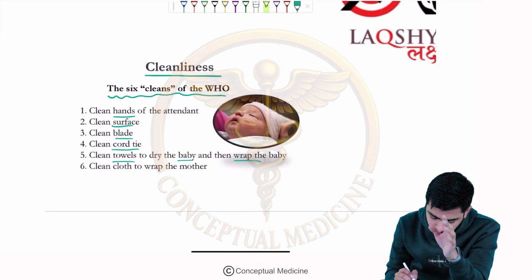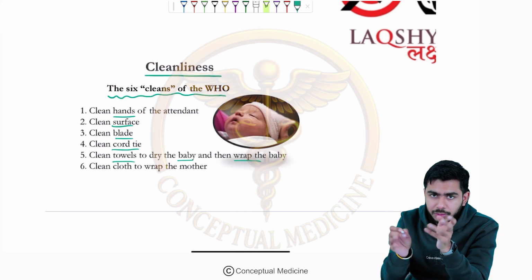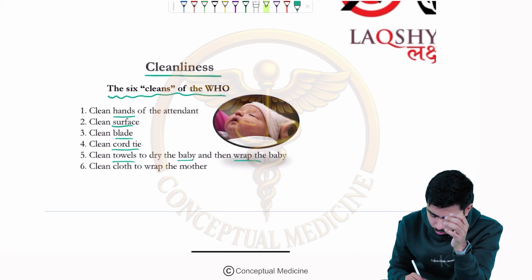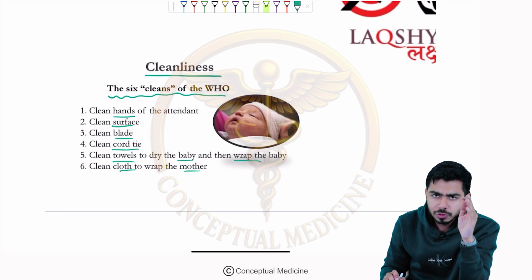So clean hands, clean surface, clean blade, clean cord tie, clean towels to dry the baby and then wrap the baby and then give it back to the mother, and clean clothes to wrap the mother as well. Okay, so these are the 6 cleans of WHO which we need to remember.